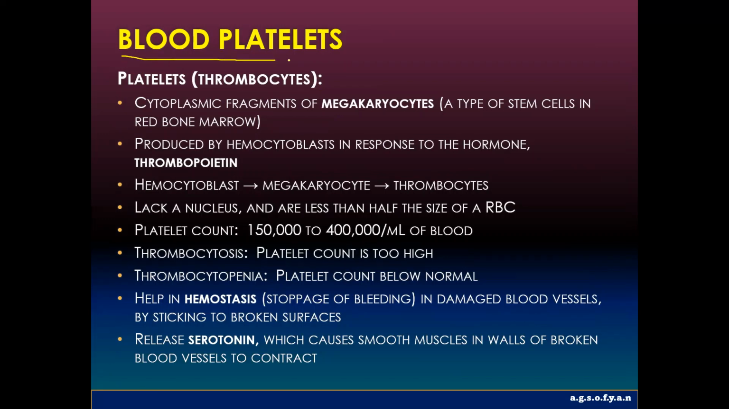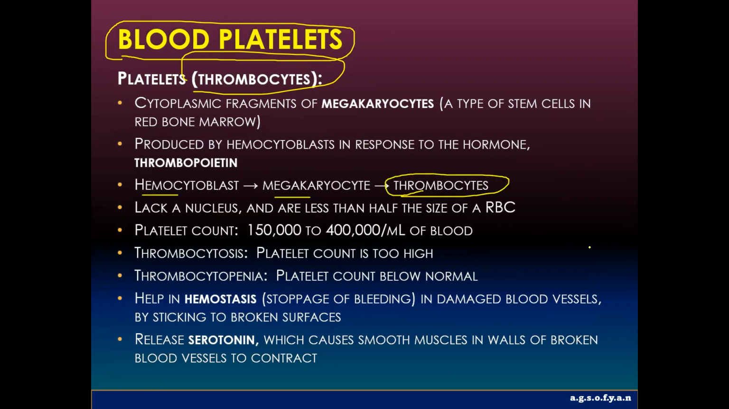Now the last type of cell or formed element in the blood is called the blood platelets or thrombocyte. The main function of thrombocyte is to protect against loss of blood. They are also produced in red bone marrow. The production comes from the hemocytoblast, megakaryocyte, and then finally thrombocyte, fragments of cell. They do not have a nucleus because they are very, very small fragments of cell.